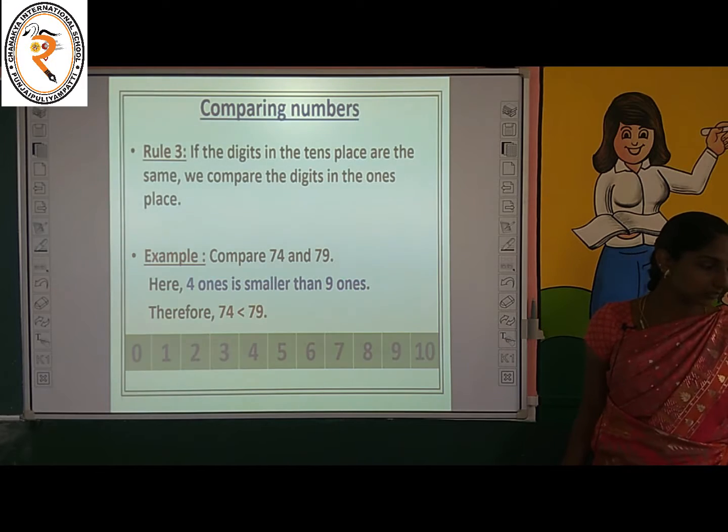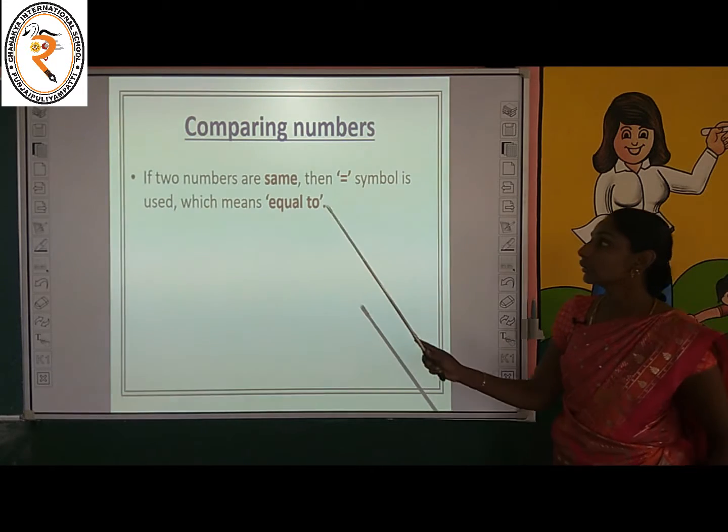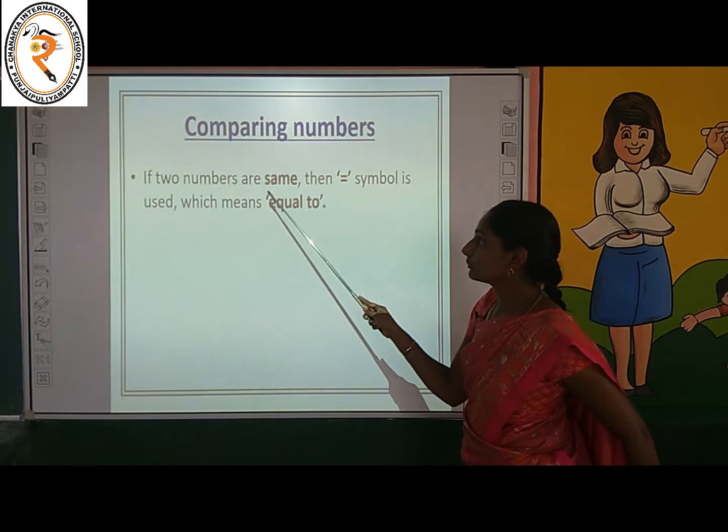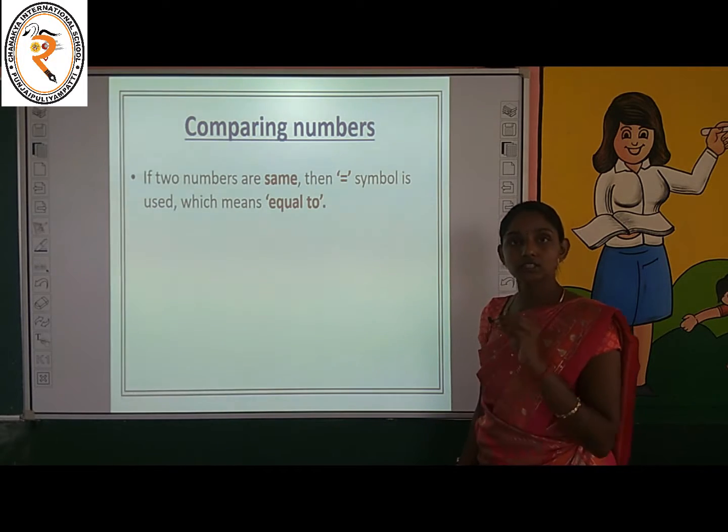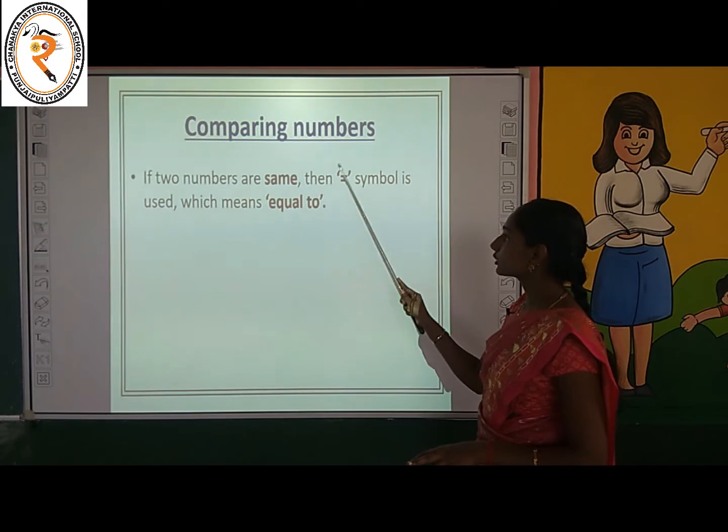One special case we have already learnt. Now we recall: if two numbers are the same, that means both the tens digits and both the ones digits are the same, then we use this symbol.